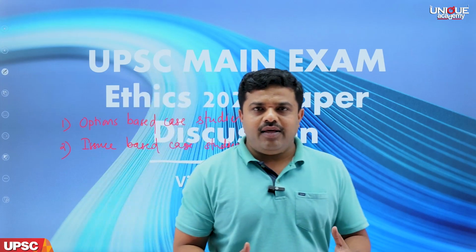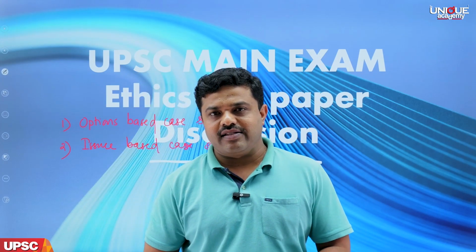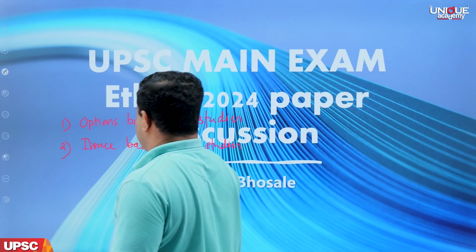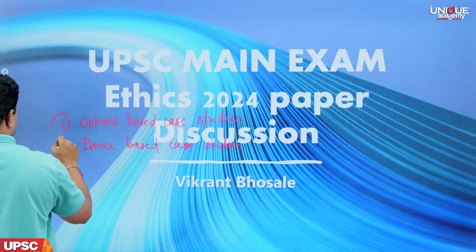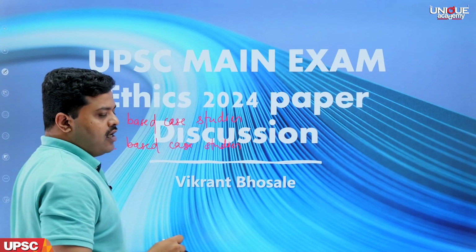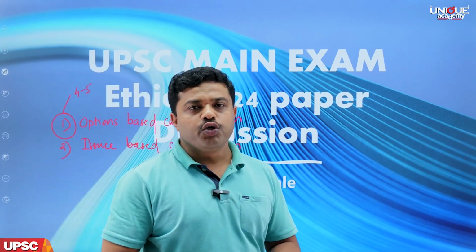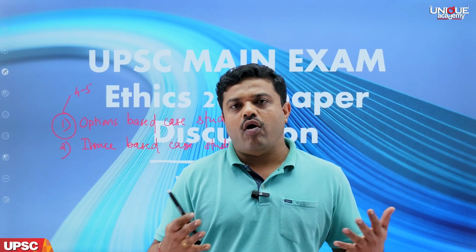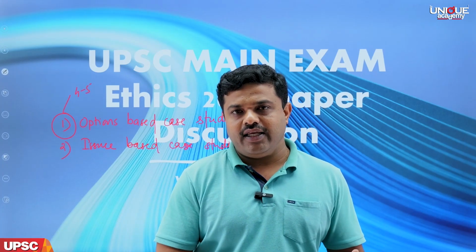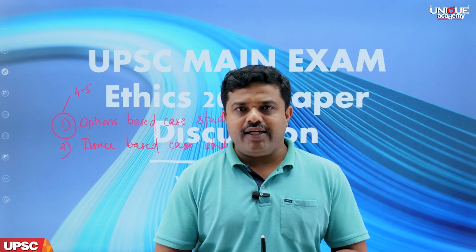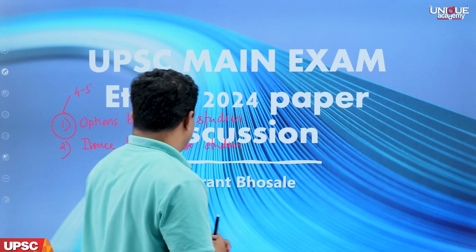If you analyze the paper since 2013, when ethics paper has become part of civil services main exam, you'll realize that the proportion of case studies that are asked are mostly option-based case studies. They are around 4 to 5 case studies every year, while issue-based case studies are either 1 or 2. But since the last 3-4 years, UPSC has been asking a combination of option-based and issue-based case studies. So instead of discussing theory a lot, let's start with examples, this year's examples.